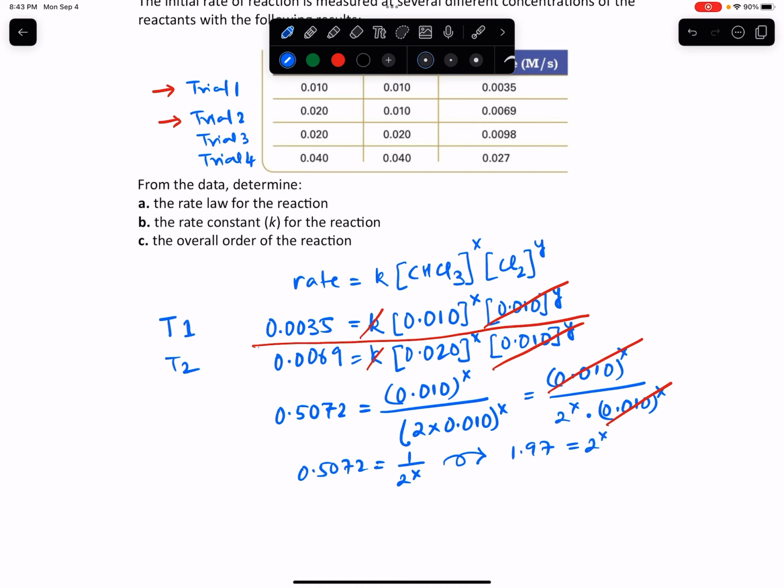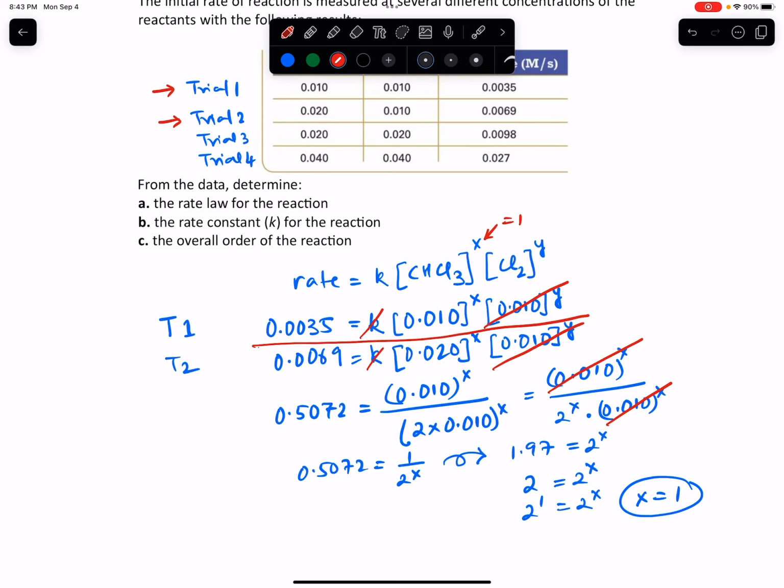And you can round that 1.97 to 2. So we're going to put 2 is equal to 2 raised to x. Simplifying further, 2 raised to 1 is equal to 2 raised to x, so x is equal to 1. All right, so therefore we know that this is equal to 1.